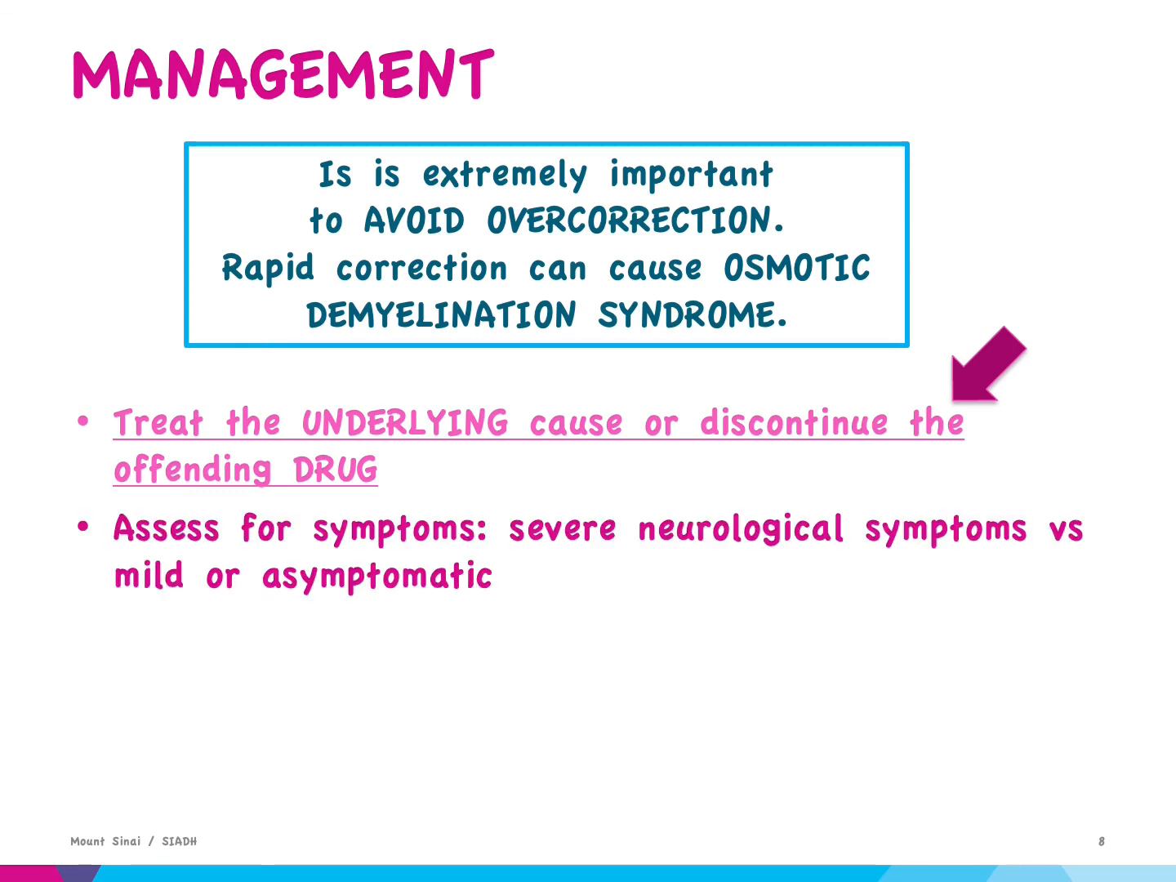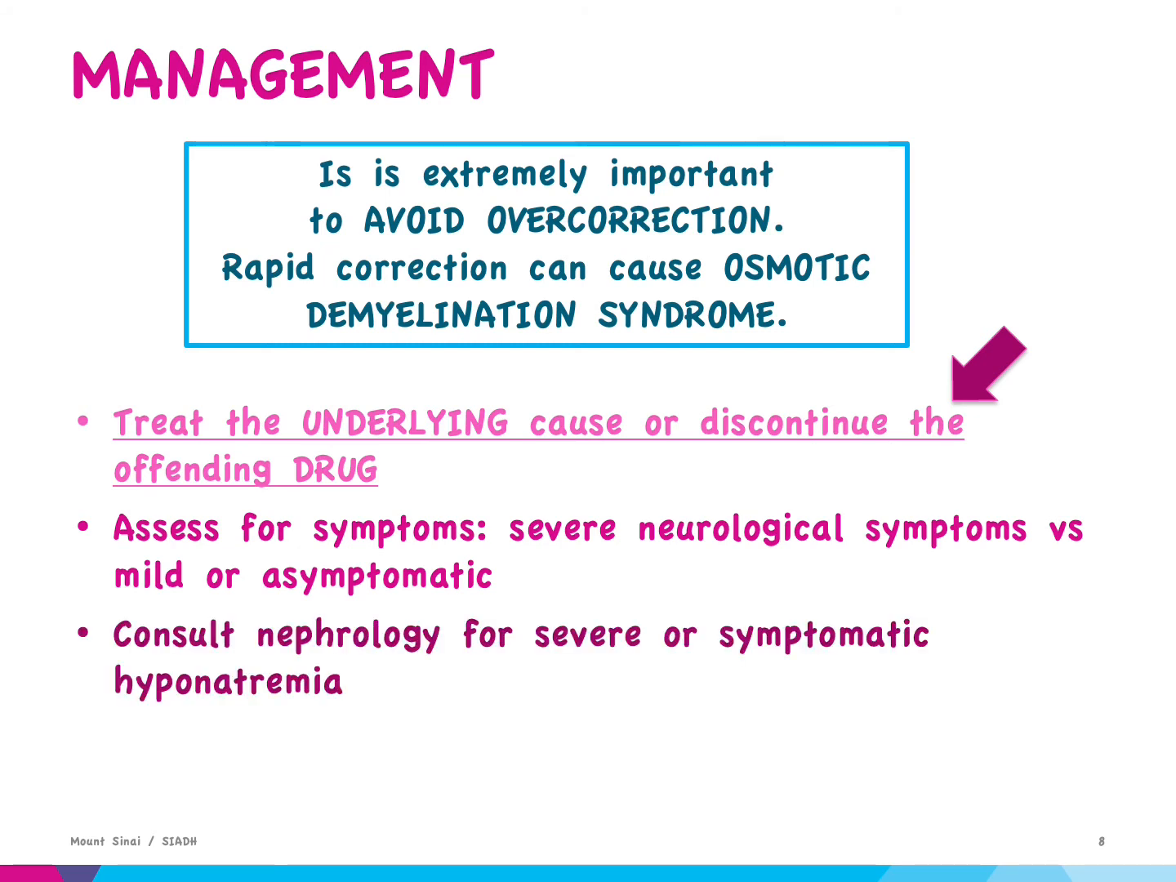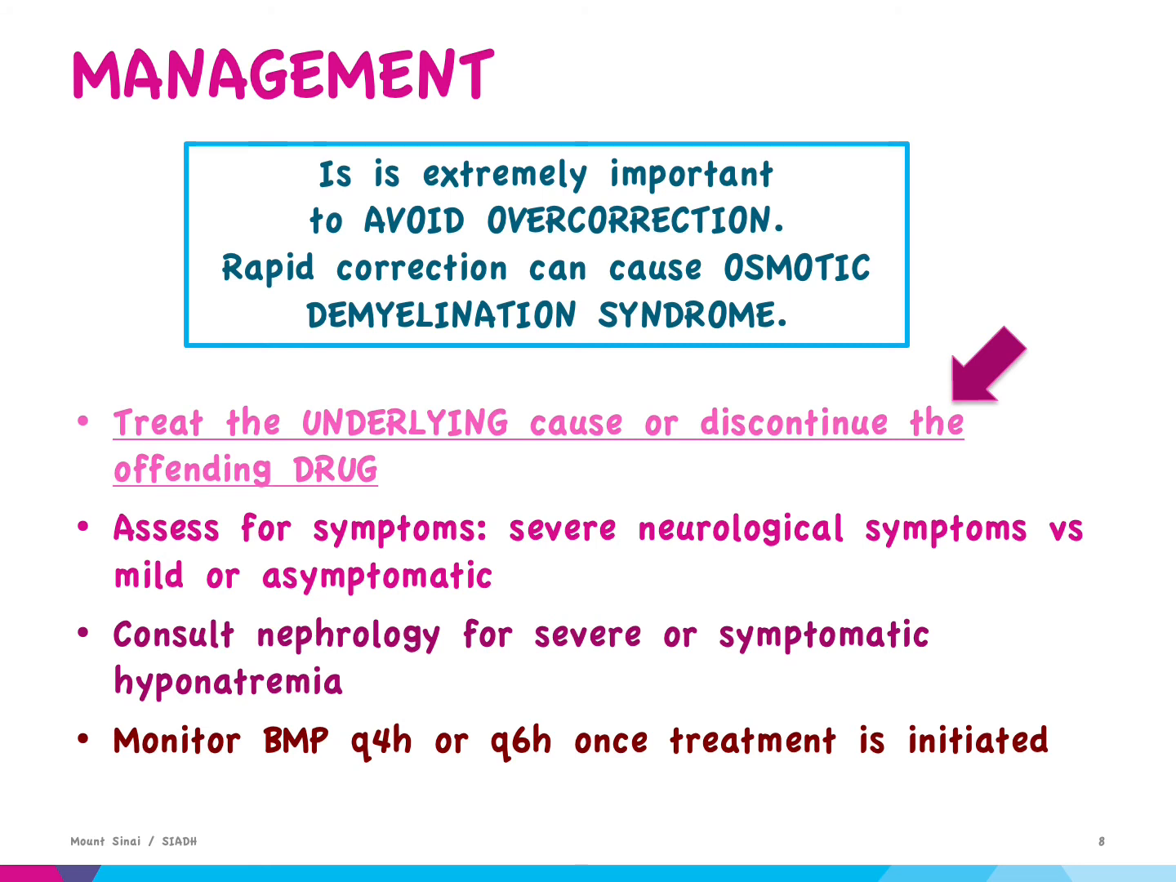Then we have to assess for symptoms. So as we said, every patient might have severe, mild symptoms, or might be asymptomatic, and that will change our management. And then we have to consider consulting nephrology if the patient has severe hyponatremia or if he's symptomatic. Once we start with the treatment, which will depend on the type and severity of hyponatremia, we will also monitor with the BMP every 4 or every 6 hours. Sometimes nephrology might ask for every 2 hours, but we know that that's kind of impossible.